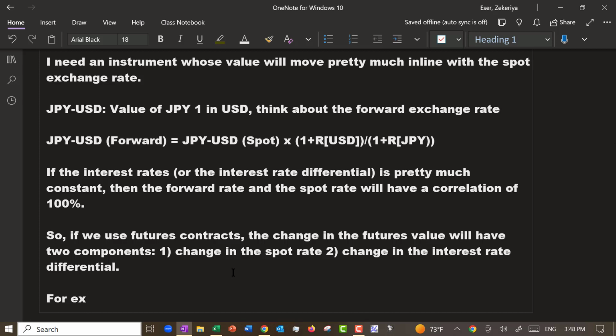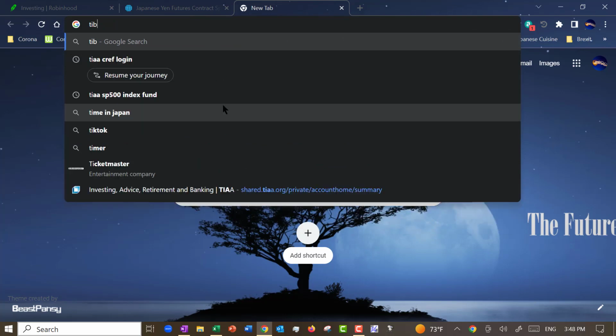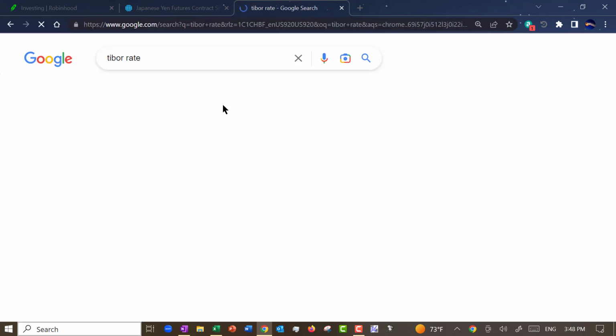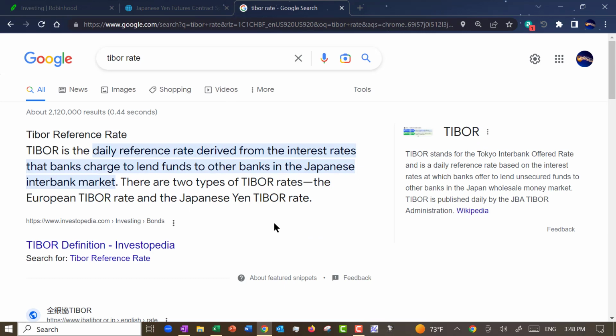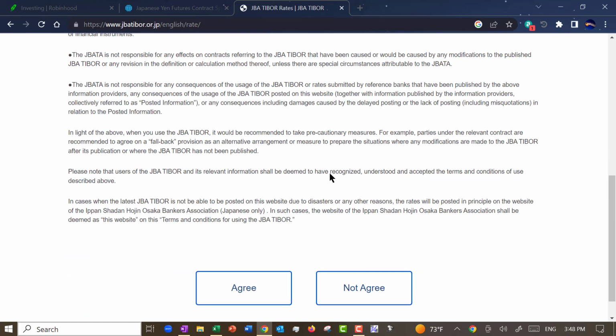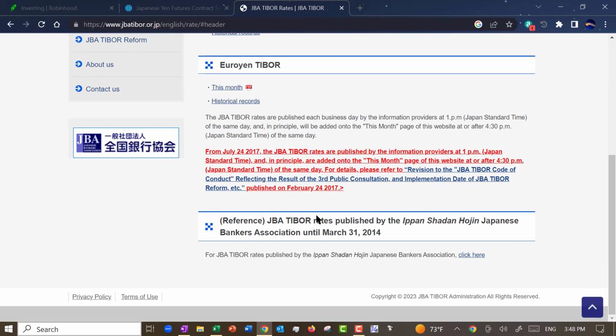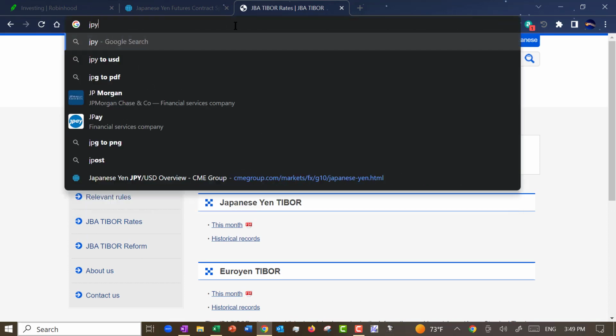For example, suppose Japanese yen rate is, actually I don't have to suppose it, T-Bor rate, which is short for Tokyo Interbank offered rate. Okay, or JPY LIBOR.